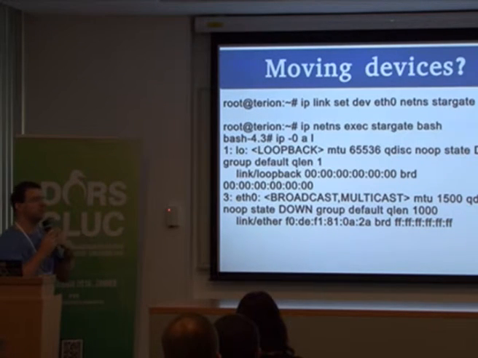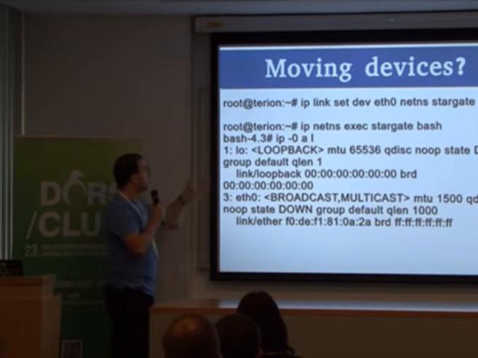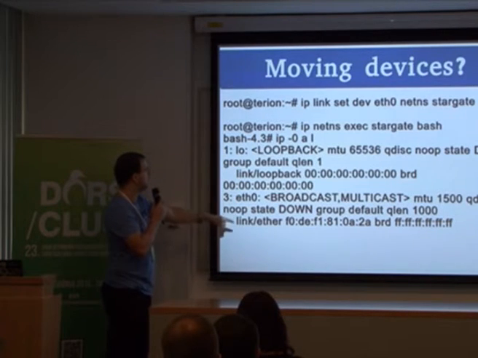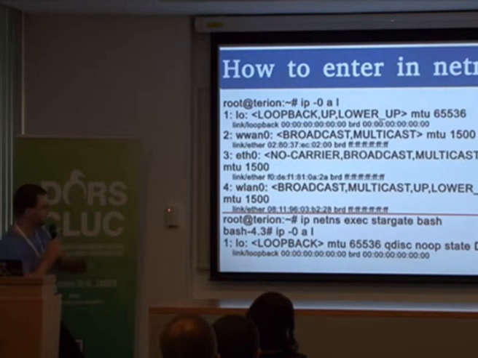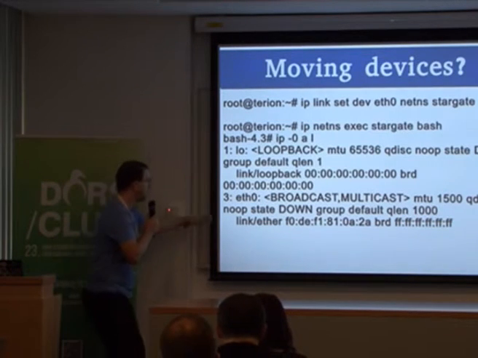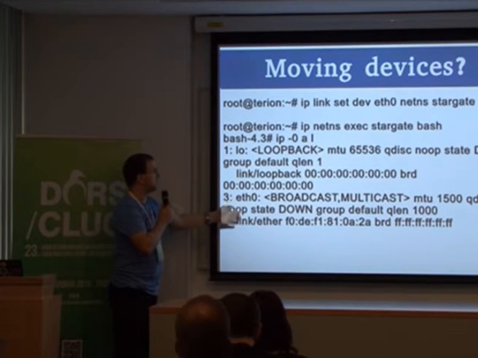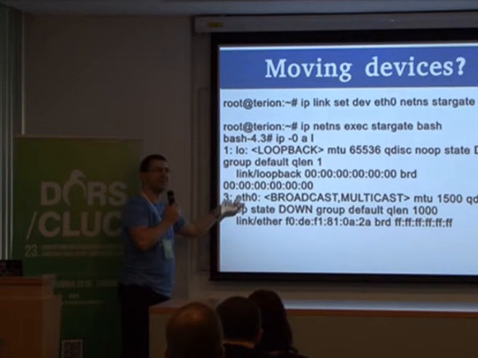Now we have to add more devices to this network namespace to be a little bit more useful. We can move one device like ETH0 to the Stargate namespace. Now when we enter the Stargate namespace and we list the devices again, we see that the third device from my previous list is ETH0, so the ID is the same. It remains the same even if you move it to another network namespace. It's now in this network namespace, and if you list the devices on your host machine, you no longer see ETH0, but you would see it in the Stargate namespace.